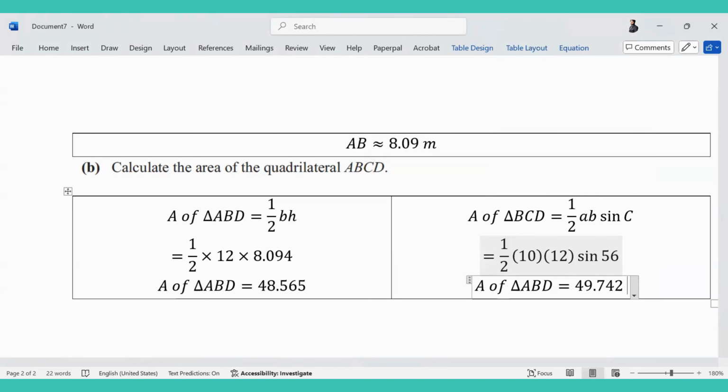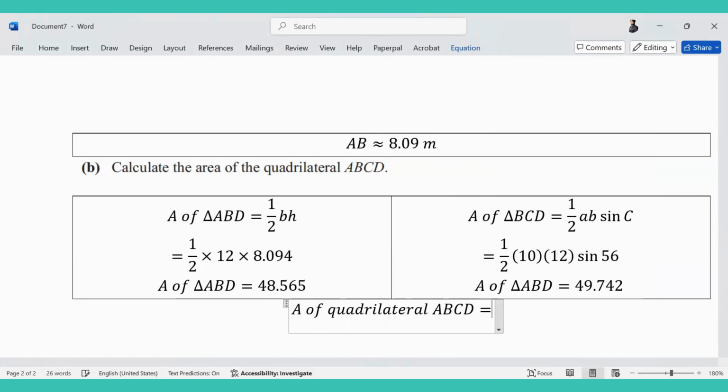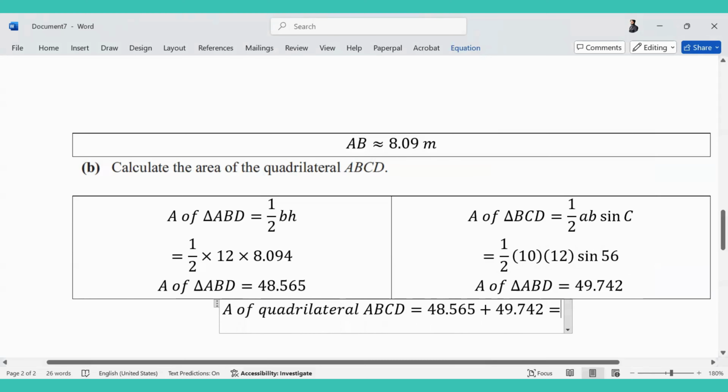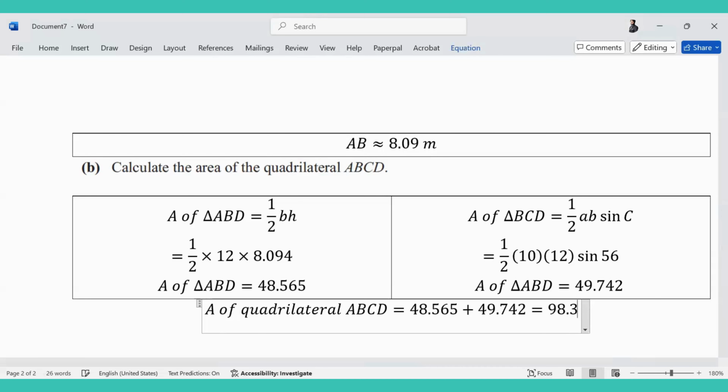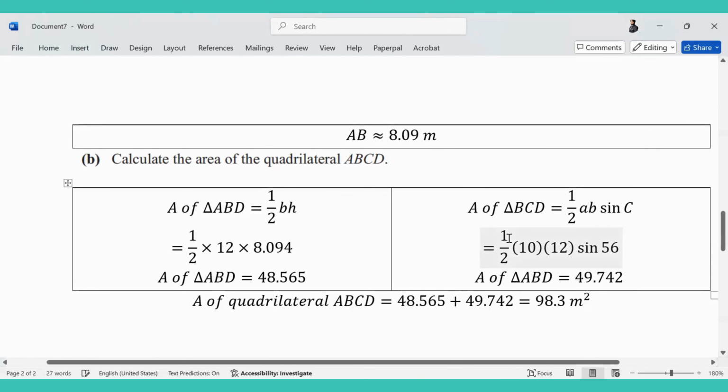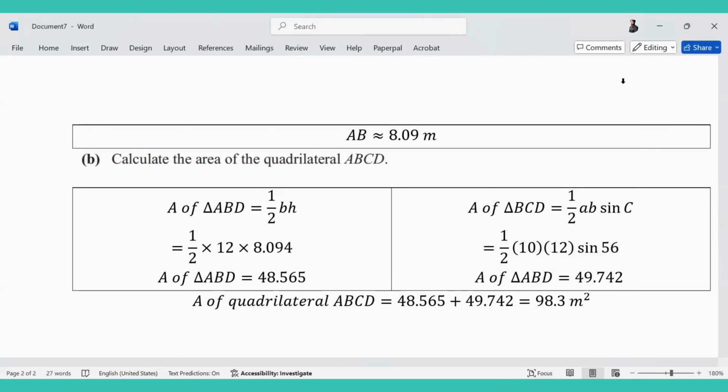Now I have both the areas. Area of quadrilateral ABCD, I just need to add the two areas, 48.565 plus 49.742, and the area will be 98.31 or 98.3, correct to three significant figures, meters square. So this is how we have done part B. Moving on to part C.